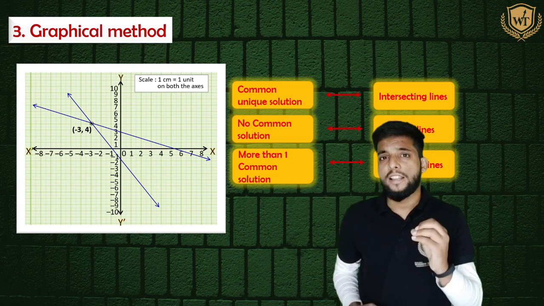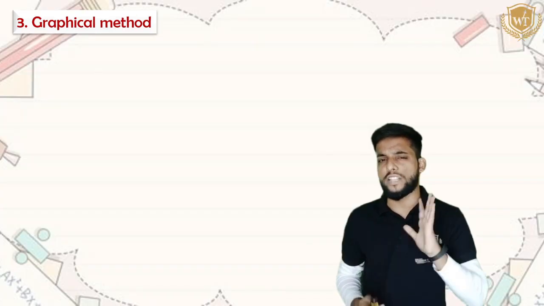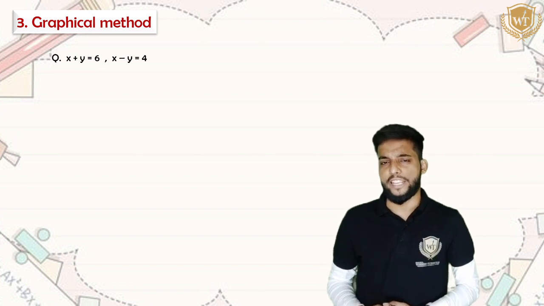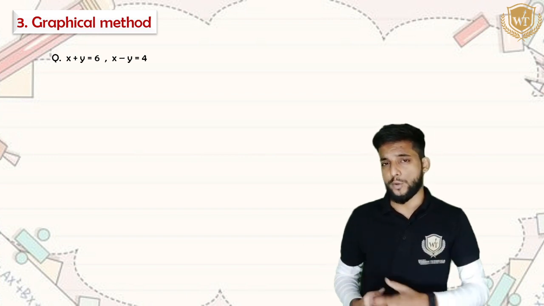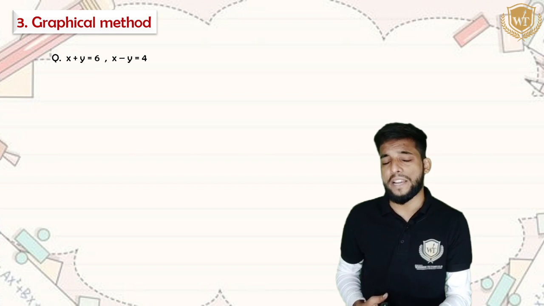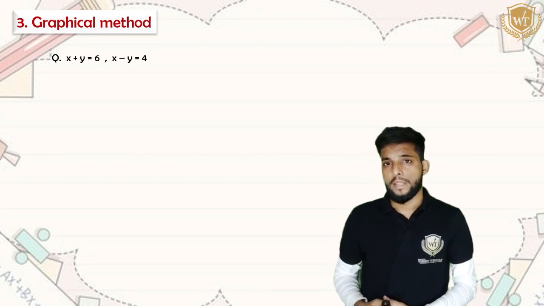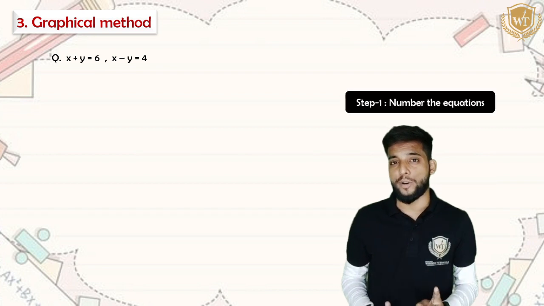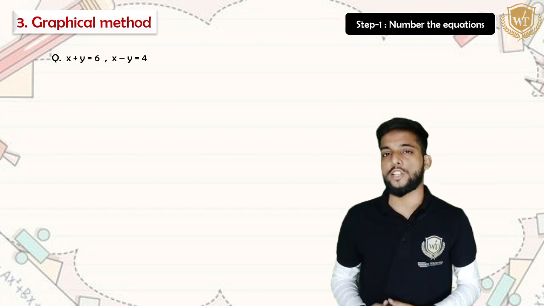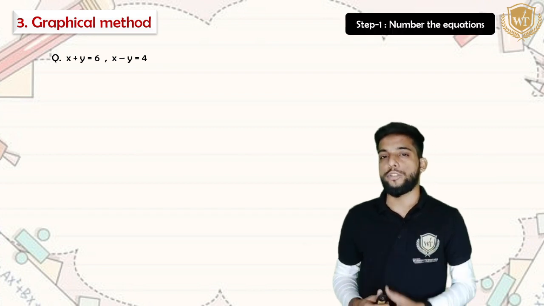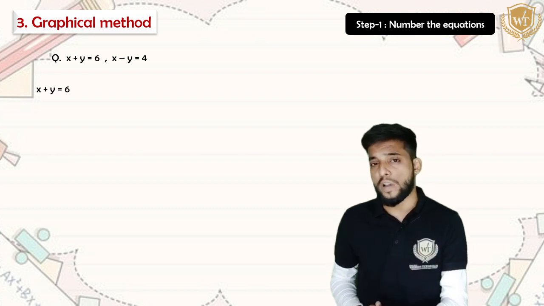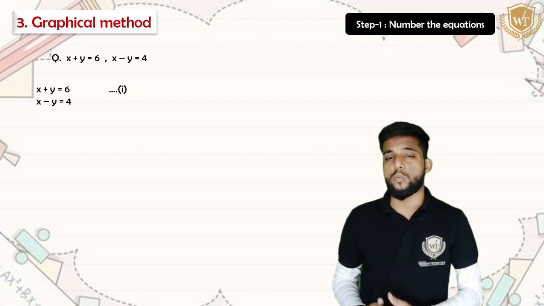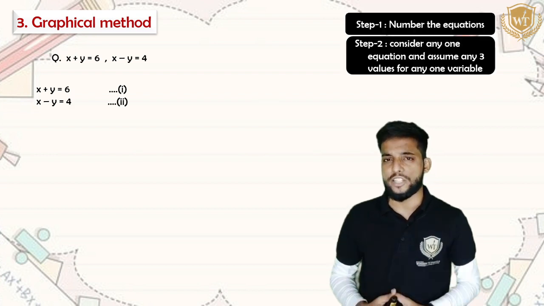Now students, let us solve a question using this graphical method. So on the screen there are two linear equations, x plus y equals to 6 and x minus y equals to 4. Step number one is common for all the methods. Kya tha step number one? Numbering the equations. Wonderful. So let us number both the equations. X plus y equals to 6 will become our equation number one, and x minus y equals to 4 lete hai equation number two.